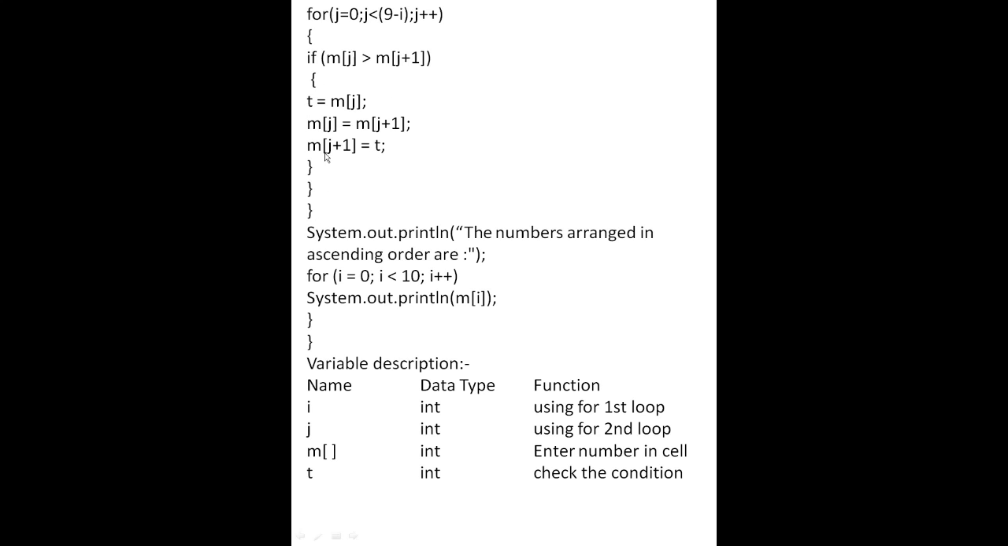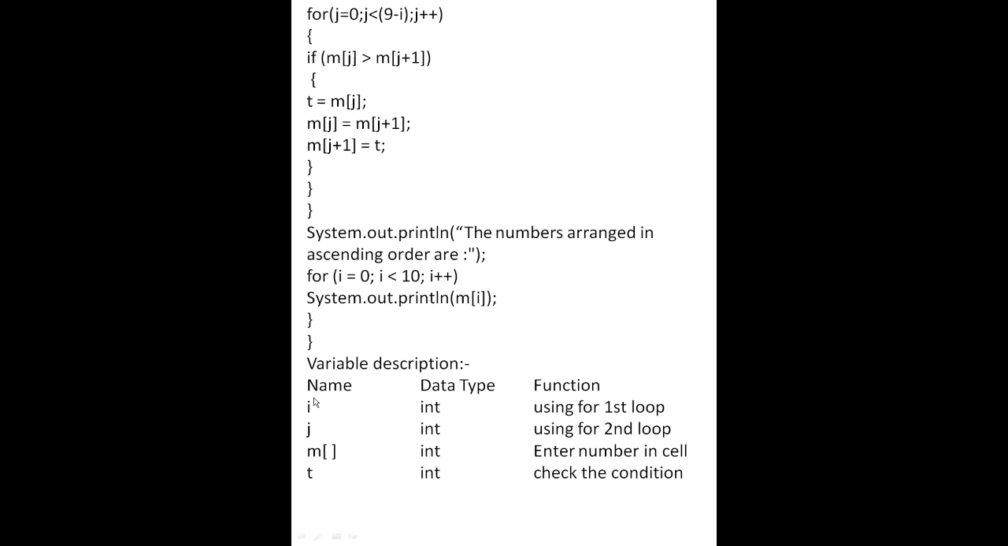Curly bracket close 3 times, because 1 time here, 1 time this and 1 time earlier. System.out.println, now the number arranged in ascending order. For i started from 0, i less than 10, i plus plus. System.out.println, now the number which I stored in mi, that number will be displayed here. Then 2 times curly bracket close.